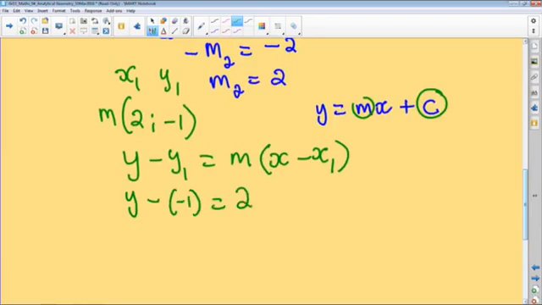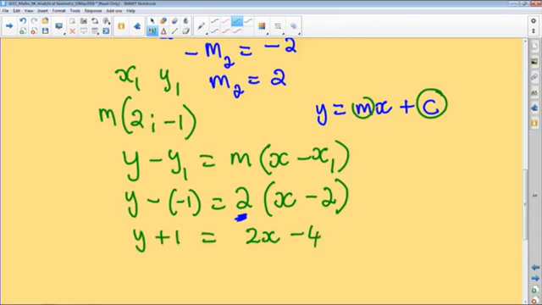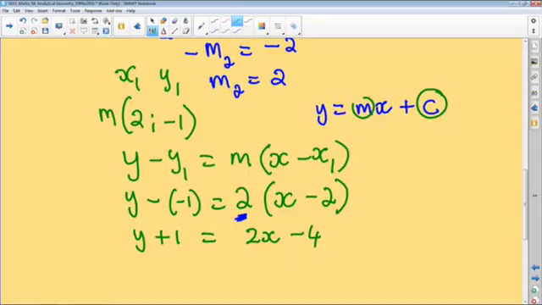Now the gradient of the new line is 2. Remember that the other one was negative half. So x minus x1 is 2, right? From there, you can see that it's not yet in your standard form, so you simplify this. This will be y plus 1 is 2x minus 4, right? Now you have to make sure that at the end of the day you have y as the subject of the formula. So you have y equals 2x minus 4.